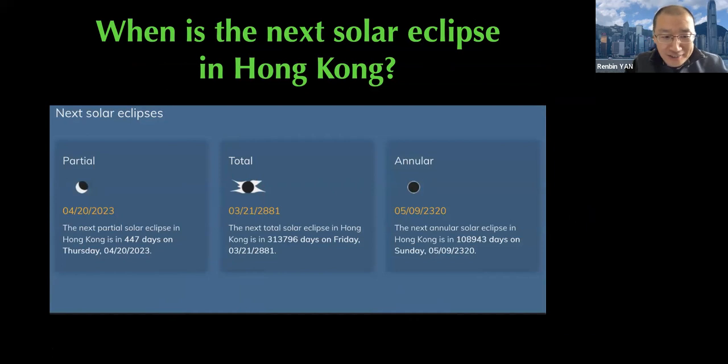But in Hong Kong, you have to wait about 800 years to see a total solar eclipse. The next total solar eclipse visible in Hong Kong is going to happen in the year 2881. We can see some partial solar eclipses in the future in Hong Kong, but those are not as exciting because you don't have the whole sun blocked, and so you don't get the fantastic moment when the whole sky gets dark.